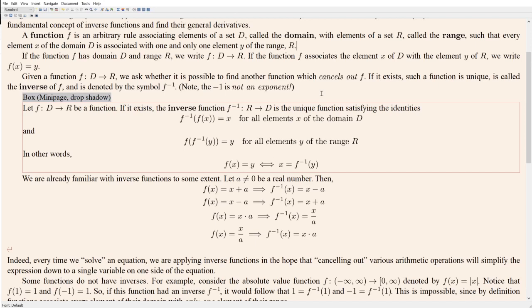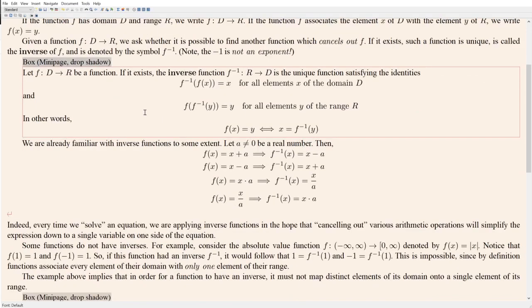Okay, so what do I mean when I say cancel out, though? An inverse function is a function which cancels this out. So here I am being a little bit more precise about what exactly this means. If f with domain D and range R is a function, if it exists, the inverse function, denoted f -1, is going to be a function whose domain is the range, and whose range is the domain of the original, right? Because it's working in reverse. The idea of the inverse function is that it does exactly the reverse of f.